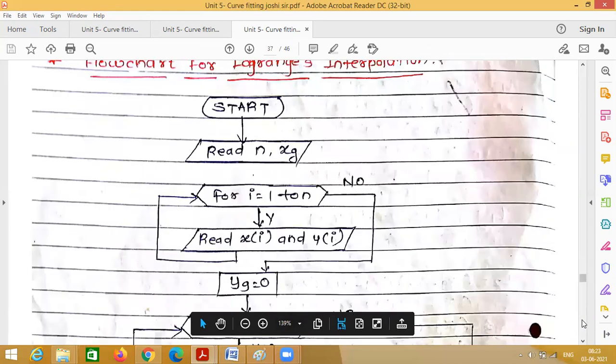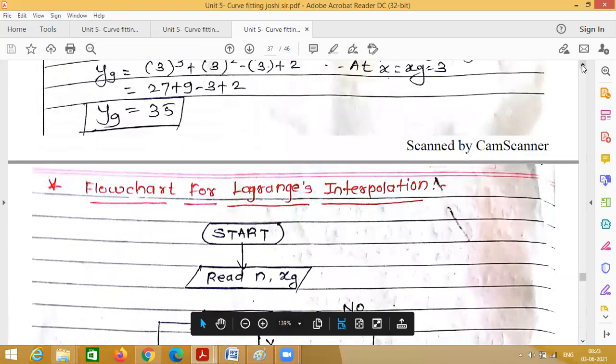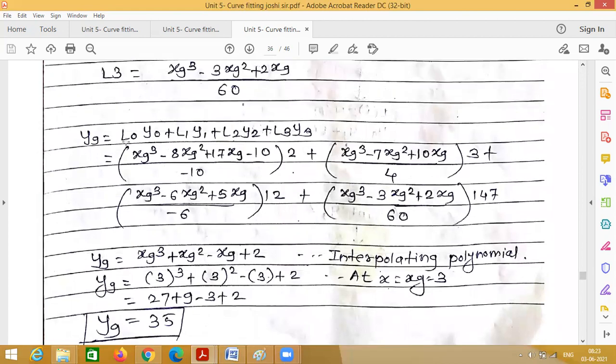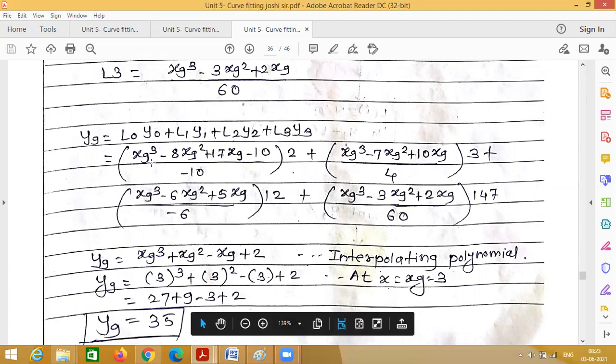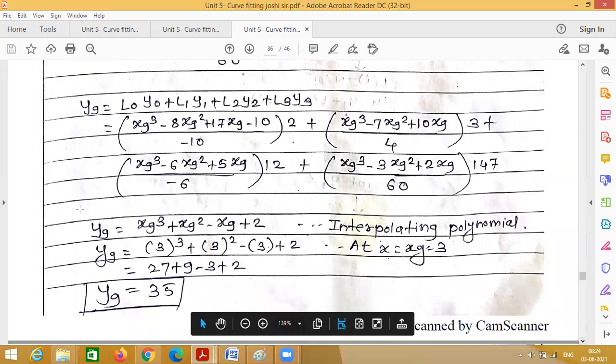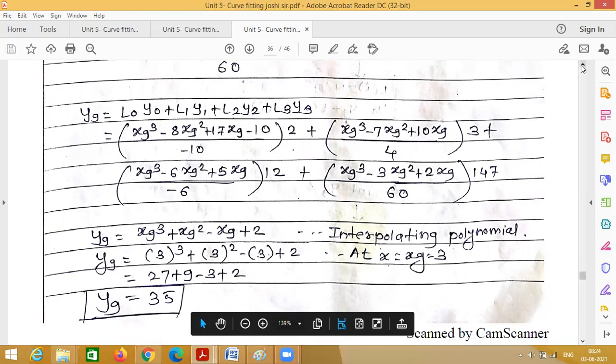Once you get L0, L1, L2, L3, substitute those equations into this relation. L0 times y0, where the value of y0 is 2. In the same way L1 times y1, where the value of y1 is 3, then L2 y2, then L3 y3. In this case the value of xg is given as 3, so substitute xg equal to 3 in this equation and simplify. You will get the answer: the value of the function y at x equal to 3 is 35. So this is the analytical approach for the Lagrangian interpolation method.